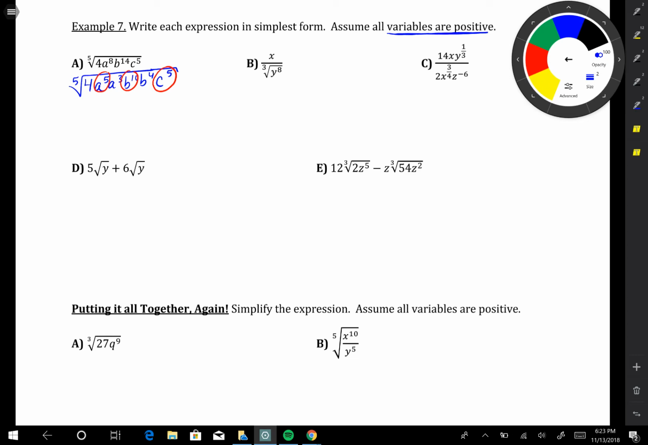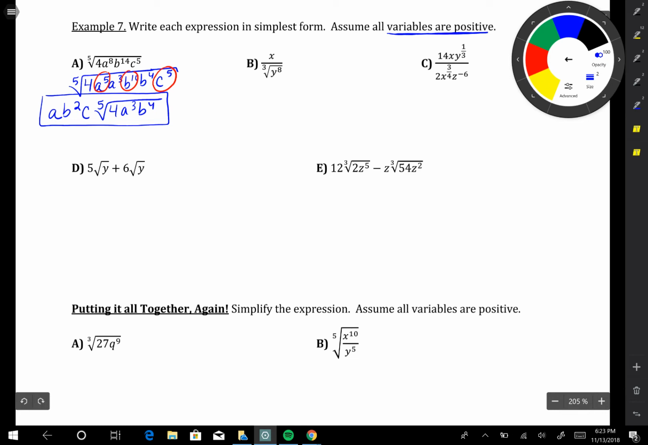So what that means is I can take the 5th root of those and bring them out front. The 5th root of a to the 5th is a. The 5th root of b to the 10th is b squared, since 10 divided by 5 is 2. The 5th root of c to the 5th is c. And then what remains under the radical will stay there. And that is my answer.